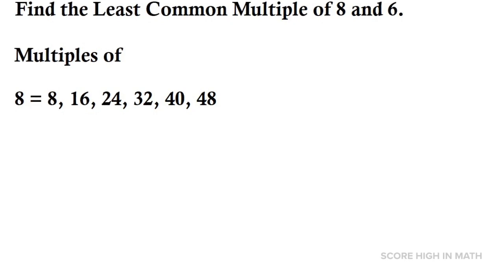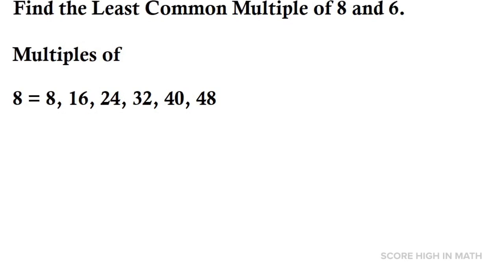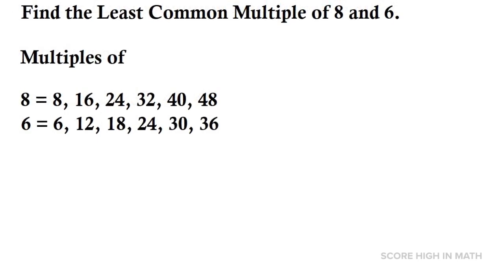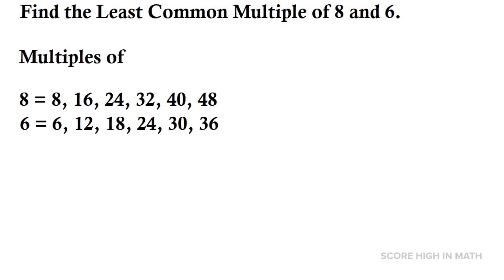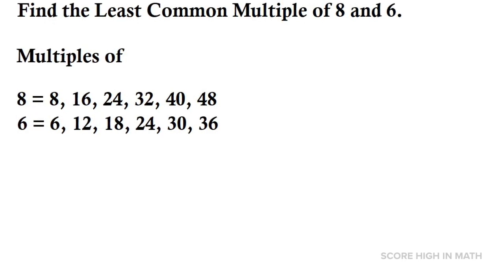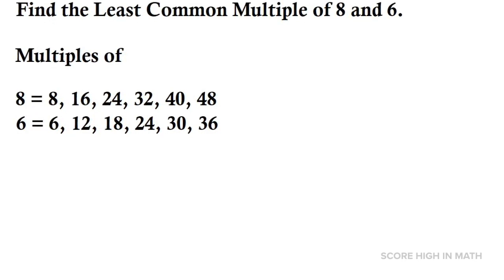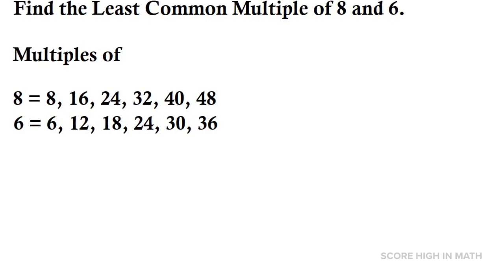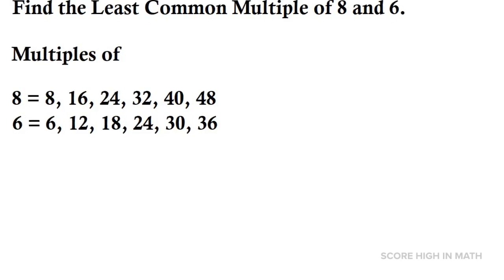8 plus 8 is 16. 16 plus 8, 24. 24 plus 8, 32. 32 plus 8, 40. 40 plus 8, 48. Can you follow? Now let us work on number 6. 6 plus 6 is 12. 12 plus 6, 18. 18 plus 6, 24. 24 plus 6, 30. 30 plus 6, 36.